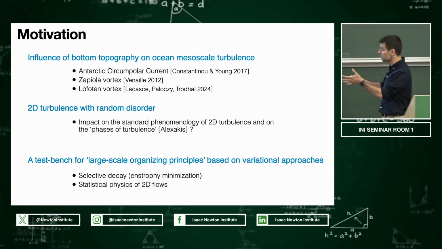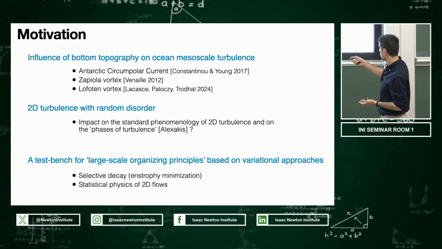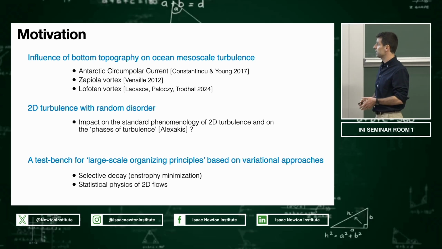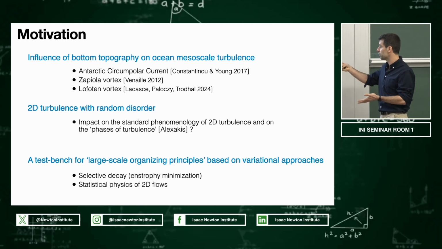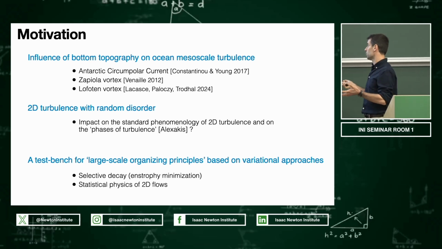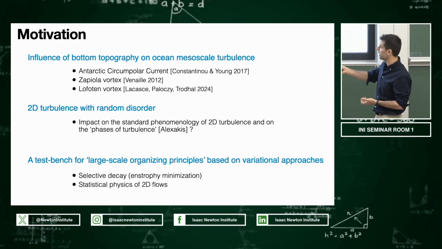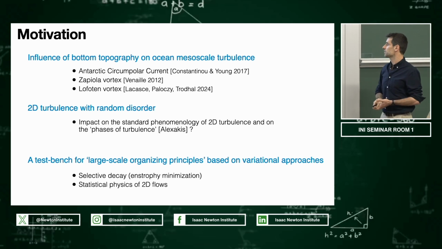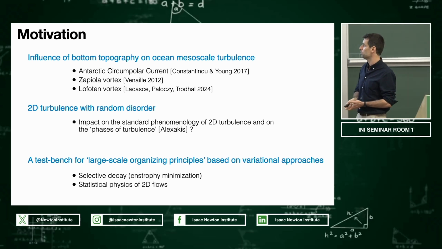Okay, so you could ask what is the impact of this random topography on the transitions that Alex has discussed, for instance. And one last motivation, which is really the main motivation for this talk here, is that historically this system of two-dimensional flows above topography has been used as a test bench to test a large-scale organizing principle based on variational approaches. And these two variational approaches are known as selective decay or entropy minimization in this context, and the statistical physics of 2D flows, and I will review what those two principles are.